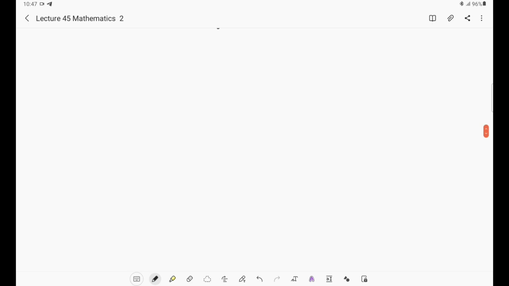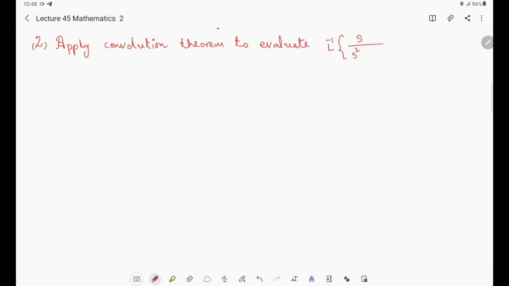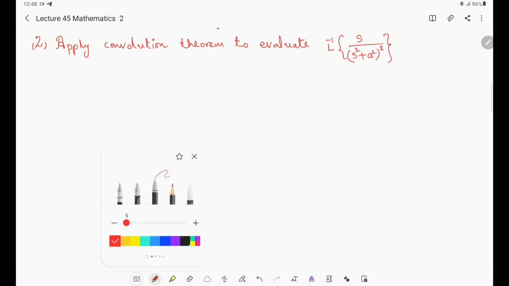Question: apply the convolution theorem to evaluate the Laplace inverse of s by (s square plus a square) whole square.